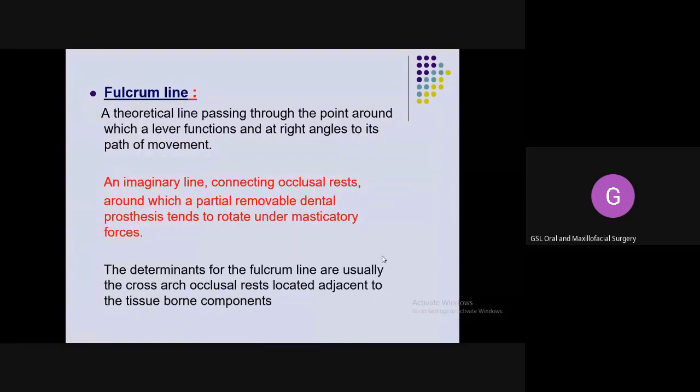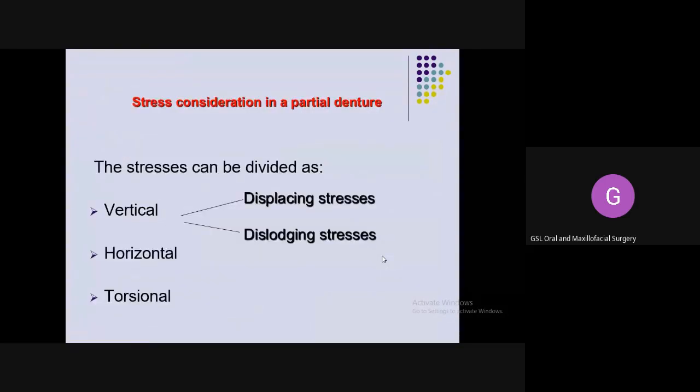So what do terminal abutments mean? They are the distalmost abutments adjacent to the edentulous space. Consider the case of a Class 1 or Class 2, that is, unilateral or bilateral posterior edentulous space. Adjacent to that edentulous space, the line passing through the terminal tooth, through the occlusal rest, is called the fulcrum line.